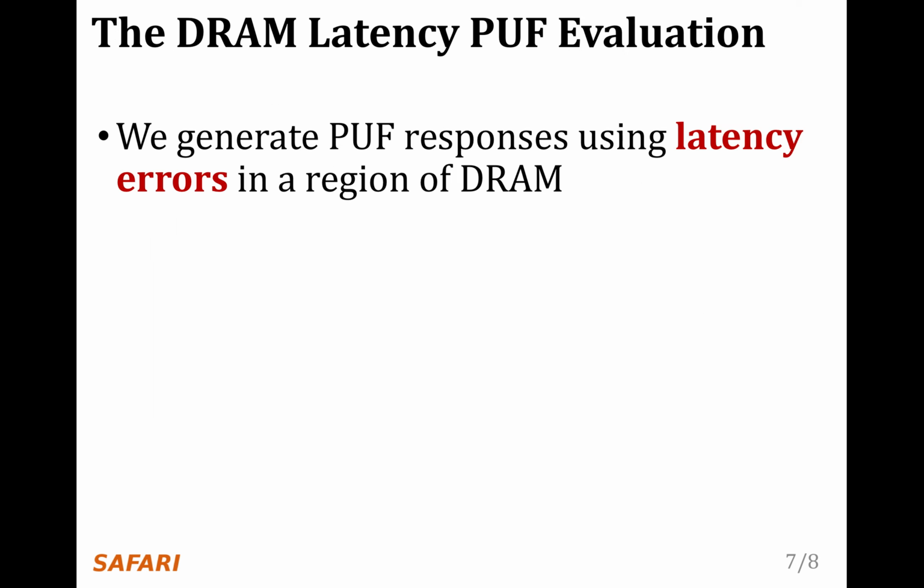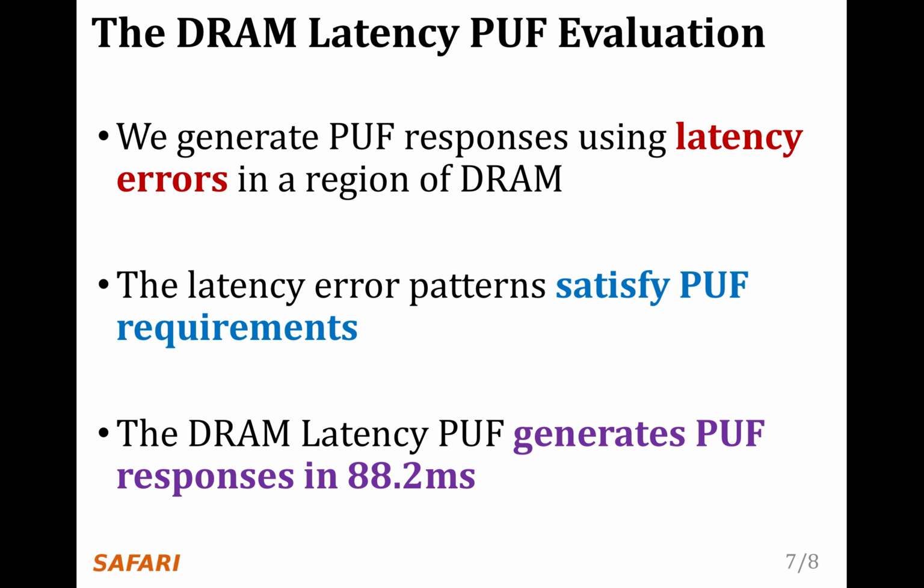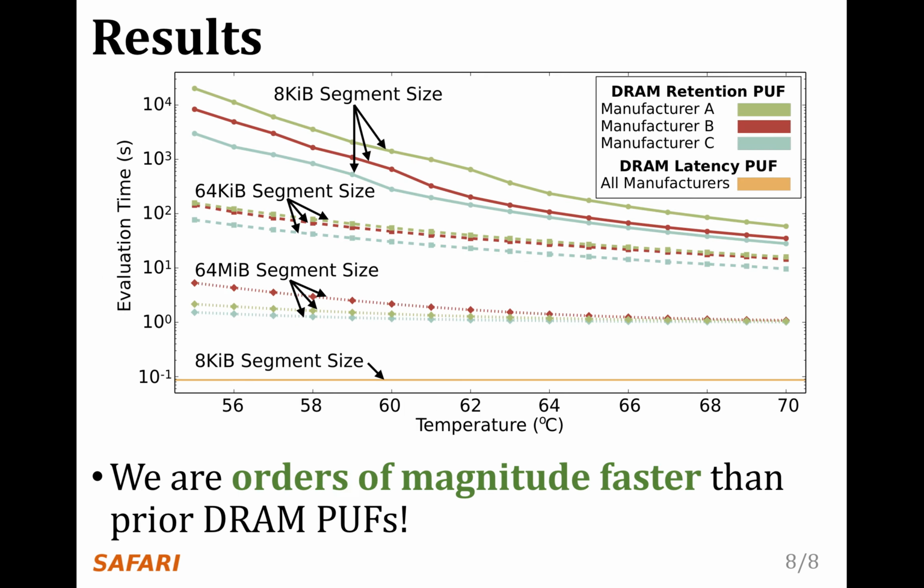The DRAM latency PUF generates a PUF response by inducing latency errors in a region of DRAM. We find that the error patterns from the latency errors in a DRAM region satisfy the requirements for an effective PUF quite well. The DRAM latency PUF can generate a PUF response in 88.2 milliseconds. We show by direct comparison that this is orders of magnitude faster than the previous best DRAM PUF.